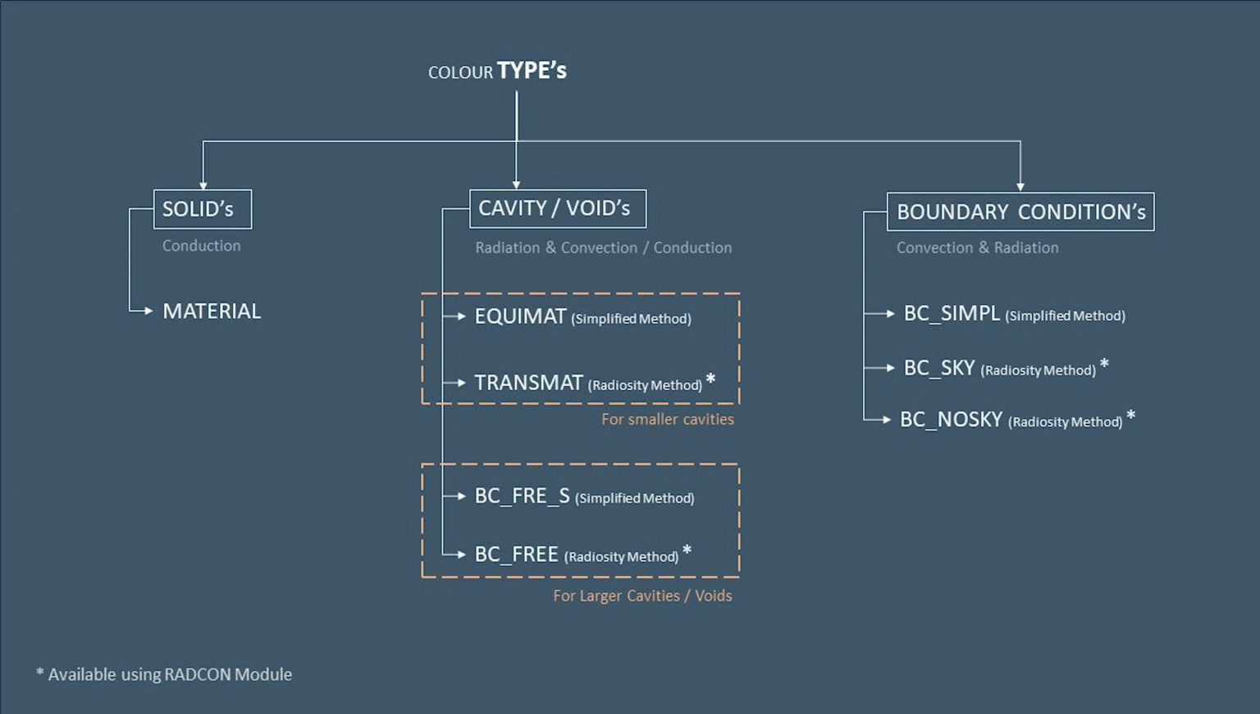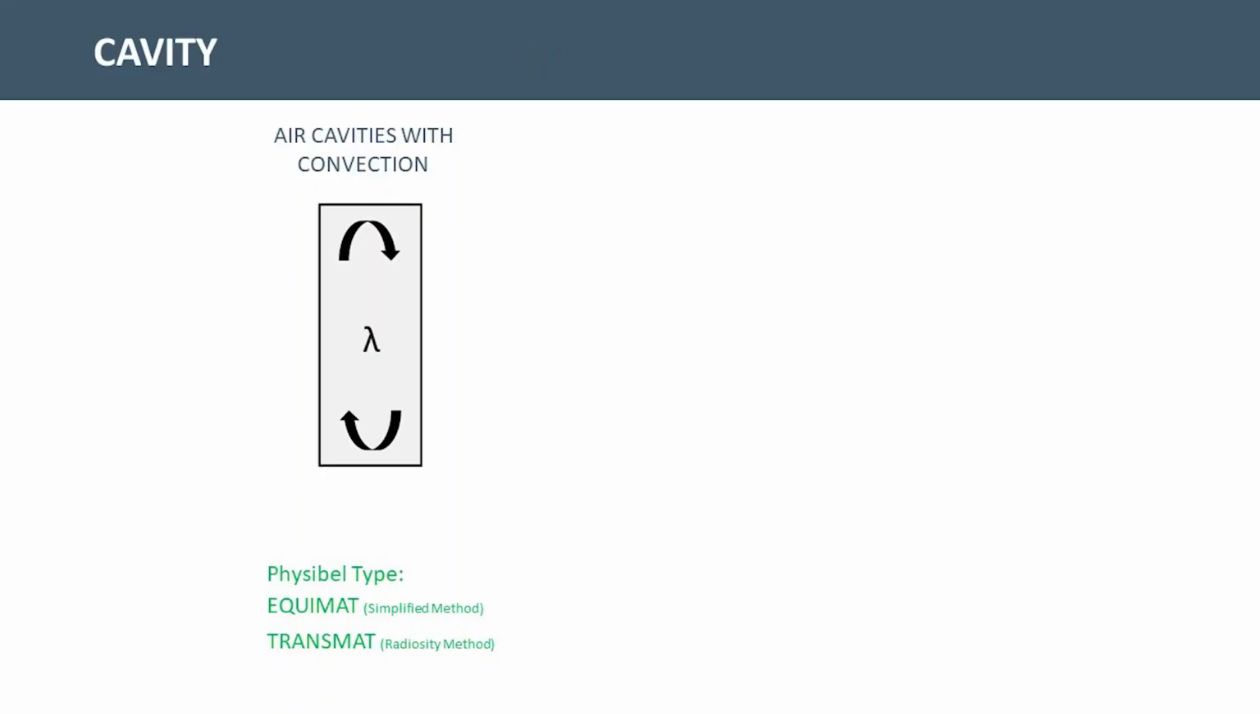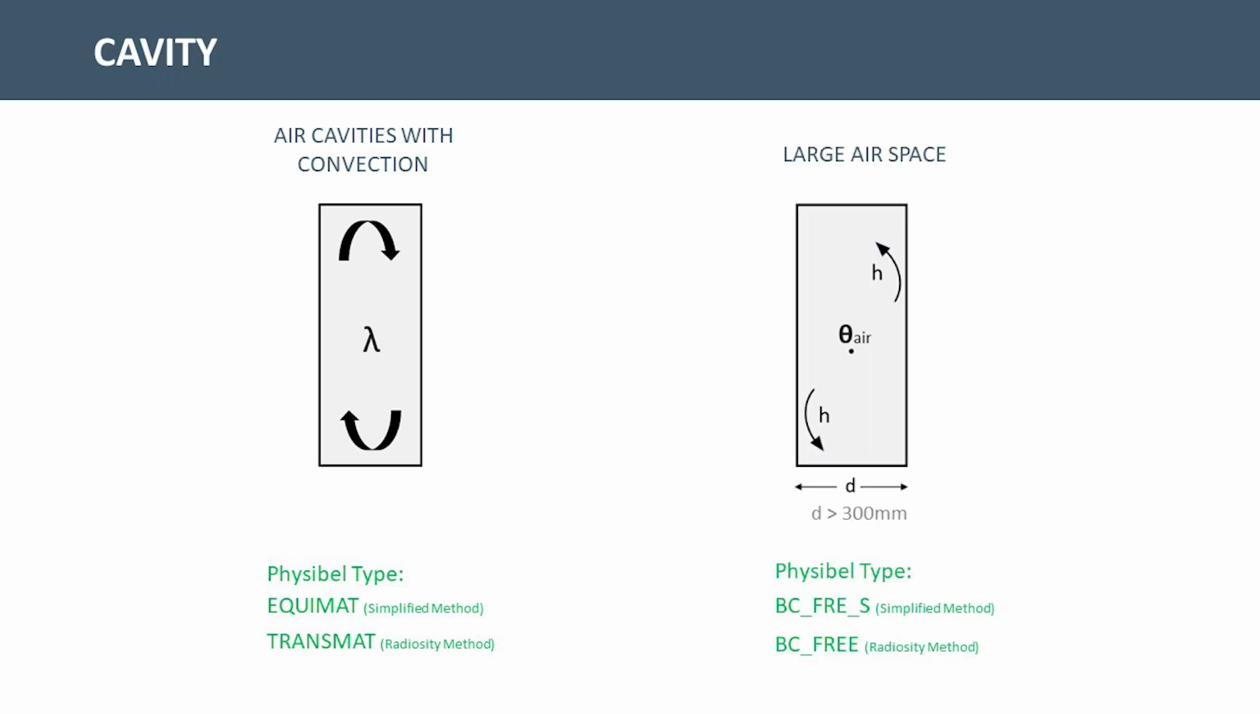The next types, for cavities and voids, are Equimat, Transmat, BC-free S and BC-free. For the first two types, Equimat and Transmat, convection is treated as a conductive medium. An equivalent thermal conductivity is calculated as per ISO standards. For the latter two types, BC-free S and BC-free, convection is modeled with one convection node, which assumes perfectly mixed air. This is typically used for bigger cavities, say bigger than 300 mm.